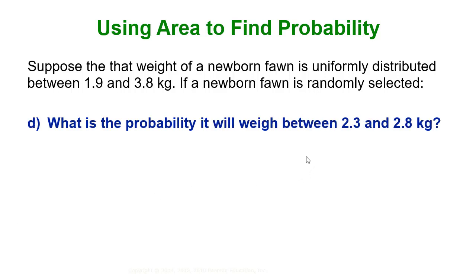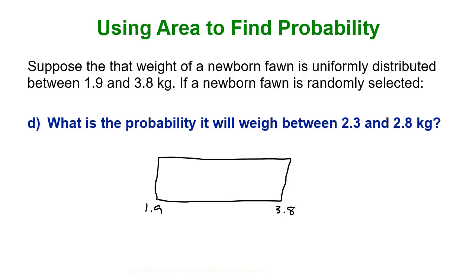All right, what next? Probability to weigh between 2.3 and 2.8. So here is my rectangle. Looks like my rectangle is leaning. 1.9, 3.8, and we want something between 2.3 and 2.8. It does not have to be to scale. It does not have to be perfect. You're just giving yourself a little picture so you can figure out what you're doing.